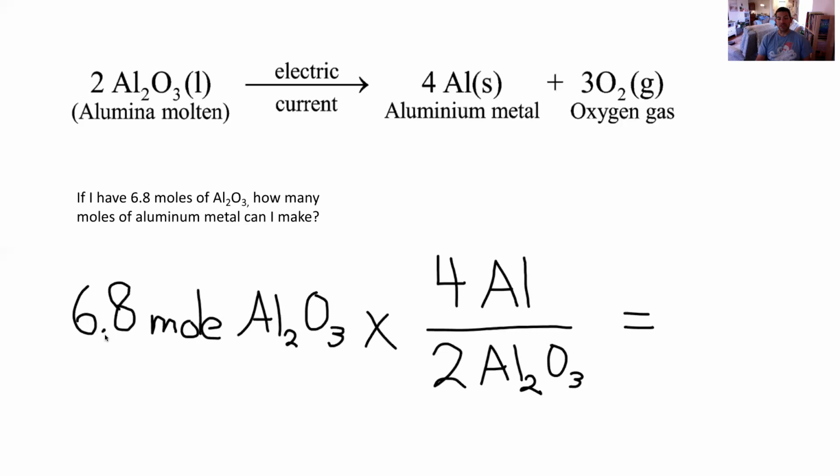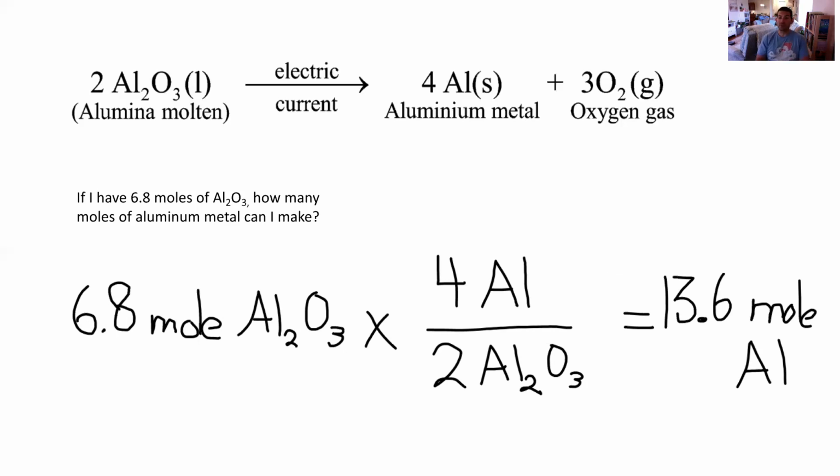All right, so I start with 6.8 moles of aluminum oxide. I write it in the same spot. I don't have to do anything fancy here. My ratio is the same, all right? For every 2 aluminum oxide, I get 4 aluminum. It's 4/2. It's still the same given and the same substance that I want. I'm going to multiply them, 6.8 times 4. I'm then going to divide by 2. I'm going to get 13.6 moles of aluminum, right?